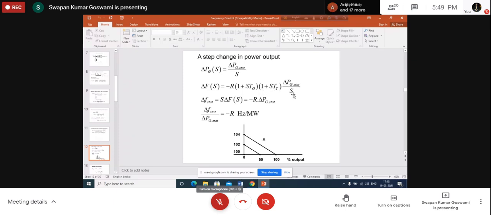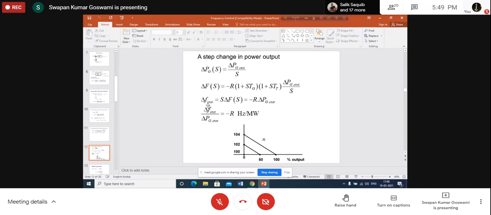We want to know finally what will be the change in frequency following a step change in power demand, or following a step change in load. How much will be the final change in frequency? Because obviously if the generator delivers more power as a response to connection of load, the speed of the generator will change. Then how much will be the change in speed? That we want to know.